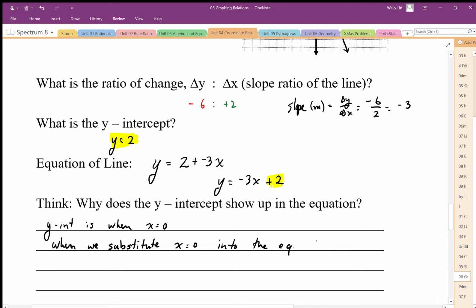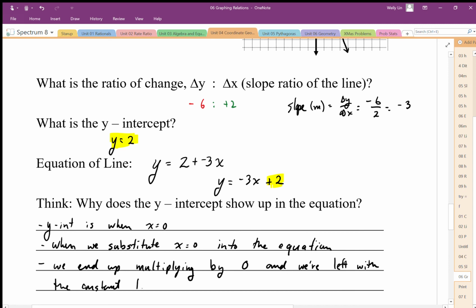So I'm going to write that a little bit more clearly. Since x is connected to the multiplier, we're multiplying by 0. So we end up multiplying by 0 and we're left with the constant, that represents the y-intercept. Okay, so that's why that y-intercept shows up in that equation.